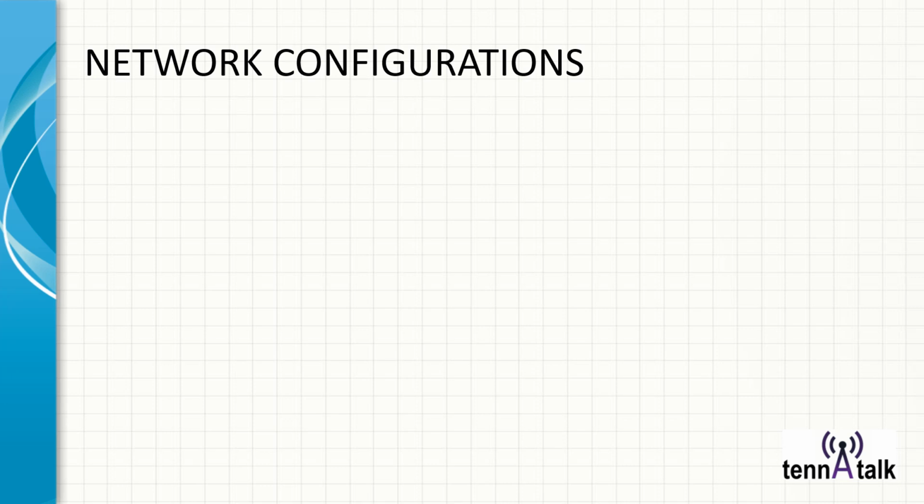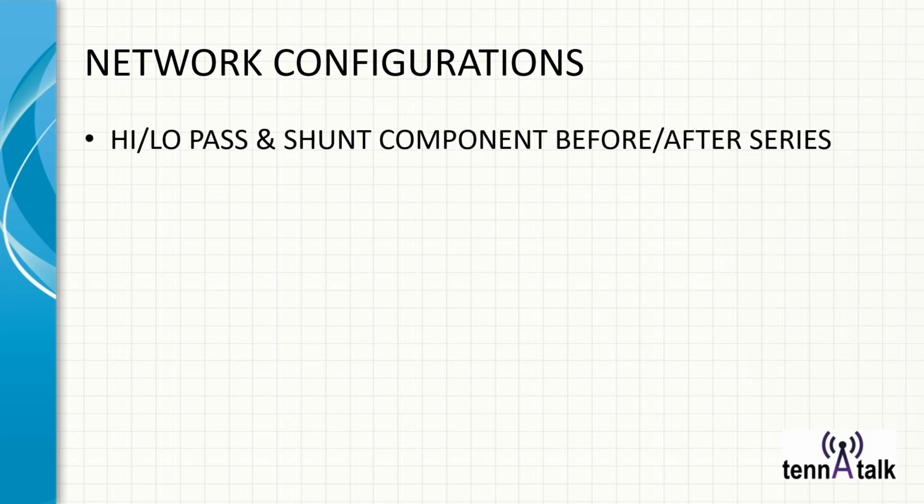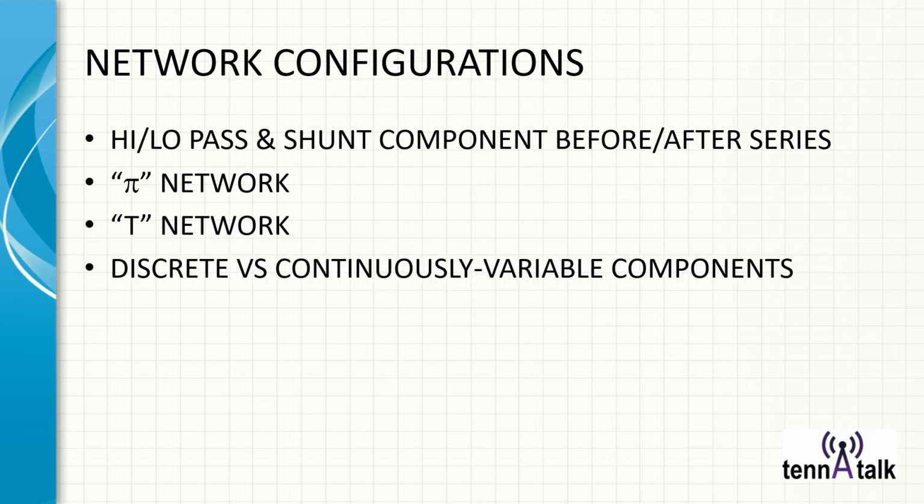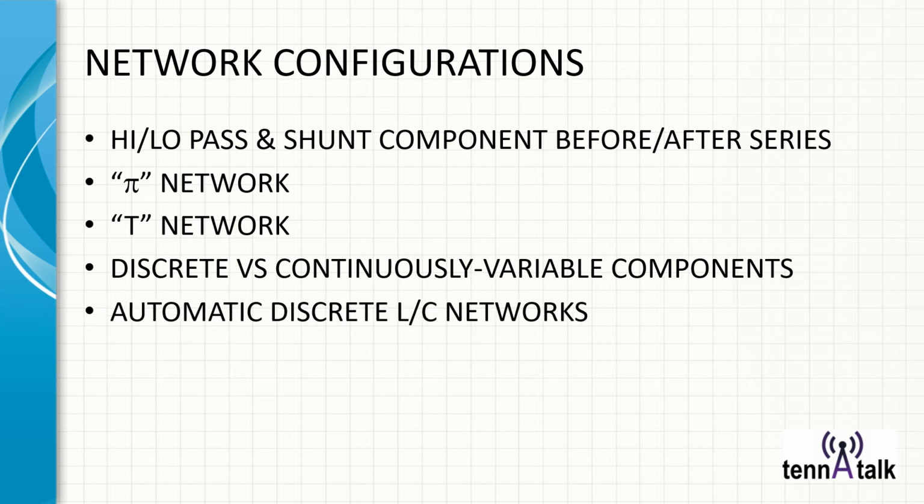Okay, so now let's take a look at different network configurations. We did talk a little bit about high and low pass and shunt components before or after the series components. We'll take a look in a moment at pi networks and T networks. And then we'll look at discrete and continuously variable components, and we'll look at an example of how one of these little automatic discrete LC auto tuner networks operate.